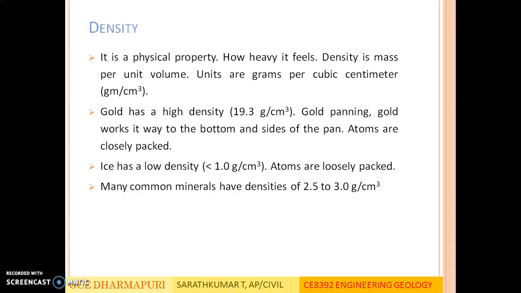This is because in gold the atoms are stacked very closely. This is the principle of gold panning, where the dense gold settles to the bottom and sides of the pan. Ice, of all the minerals, has a low density, 1 gram per centimeter cube, because its atoms are very loosely packed. Many common minerals have densities of 2.5 to 3 gram per centimeter cube.